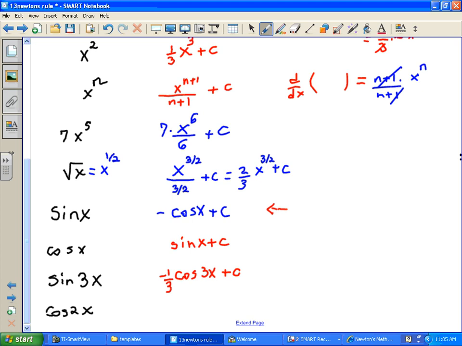But let's check this one. If you differentiate this, what would you get? The constant remains as it is. What is the derivative of cosine 3x? Negative sine 3x times, chain rule says multiply by 3. Now the 3's cancel, the negatives cancel, and you end up with sine 3x.